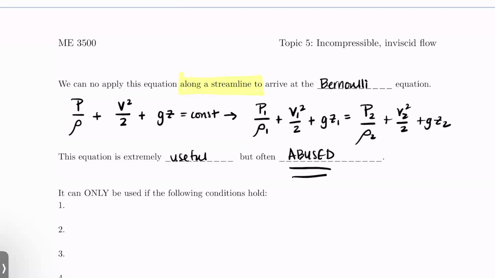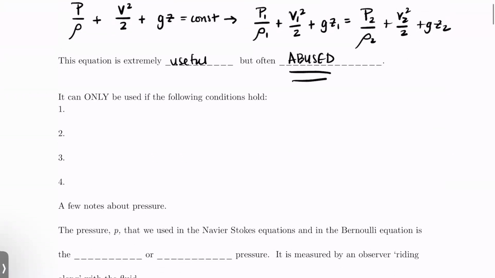And the ways in which it's often abused is using it outside of the context in which it's allowed. So we can only use it if the assumptions that we made to arrive at this equation still hold, okay? If the assumptions that we use to come up with this are not applicable for the problem you want to use it for, you can't use it. You just can't, okay? So let's talk about what those assumptions or conditions are.